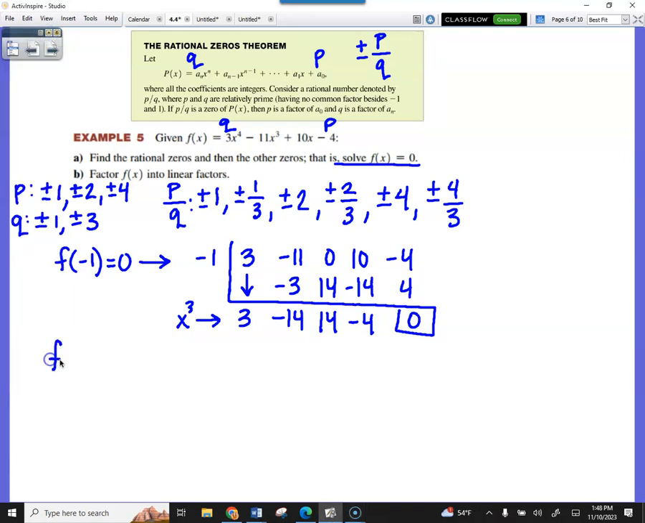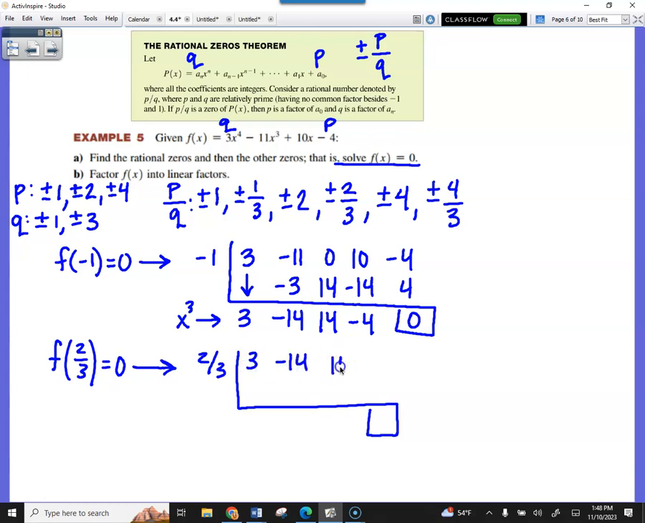So we just checked 2/3 and we got 0, which means we're gonna run with 2/3. Notice my synthetic division box is a little smaller because I am now breaking down the previous coefficients. That was a trinomial. I bring them down here. And now I'm doing synthetic division again.